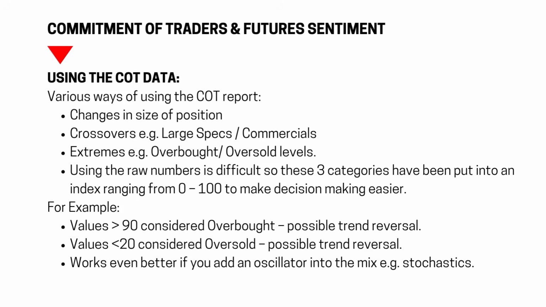Many different ways of using the COT data: changes in size of position, crossovers of, say, the large specs and the commercials, extreme overbought, oversold zones, raw numbers, etc. There's different ways of manipulating and changing the data. An example here, values over 90 are considered overbought and looking for a trend reversal, and less than 20 oversold and looking for a trend reversal there. And as I said there, add in other indicators of technical analysis, and it really strengthens this sentiment tool, the COT data, when you're adding it in as an independent variable to your trading analysis.